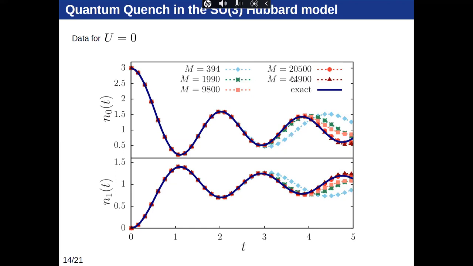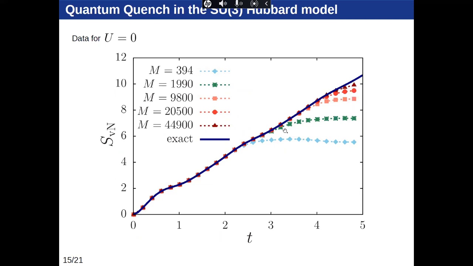So 45,000 is a quite large bond dimension. Again, if I calculate the von Neumann entropy of the half chain, I see that I can get the exact result up to, say, T equals 4.5 if I have quite large bond dimensions.